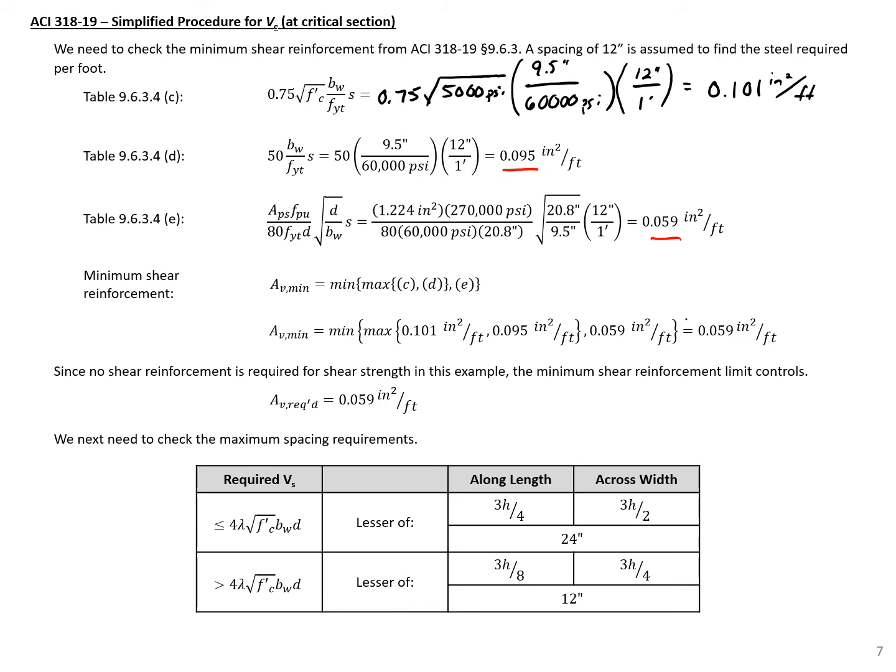So the minimum shear reinforcement then is the maximum of our C and D. So the maximum of 0.101 square inches per foot and 0.095. So the maximum of those two is going to be 0.101 square inches per foot. And then it'll be the minimum of that max and 0.059 square inches per foot. So 0.059 is less than 0.101, so that'll be the controlling minimum shear reinforcement. So that'll be our required shear reinforcement per foot in our beam.